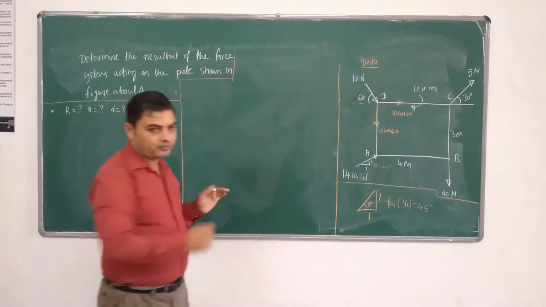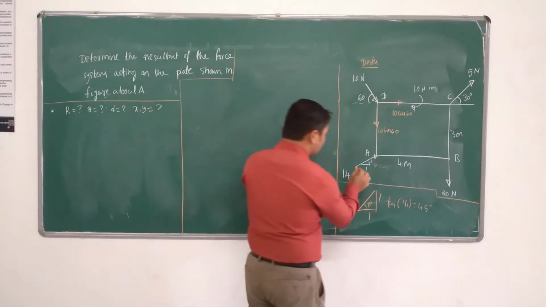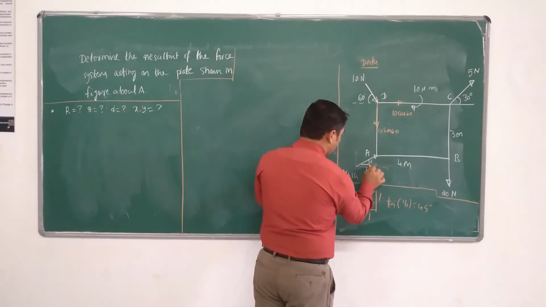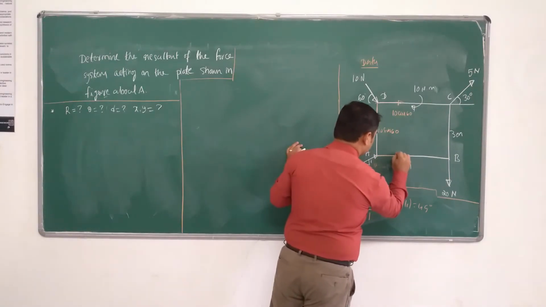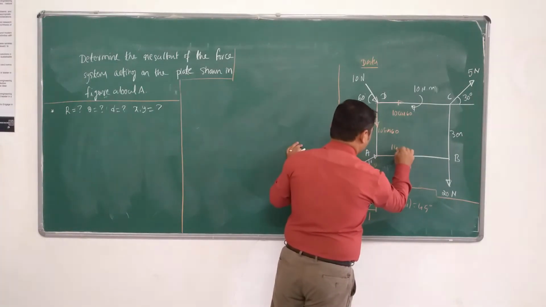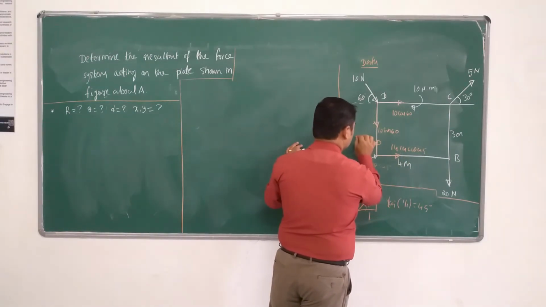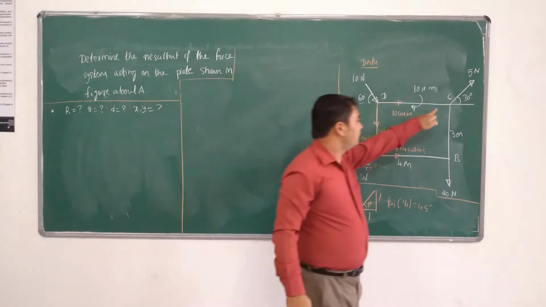Now split that force into x and y directions. This force can be split into one component along the vertical direction and another along the horizontal direction. So I am splitting this force at this point. Here it is 14.14 cos 45, and one more is 14.14 sin 45 degrees. Next, the third force.